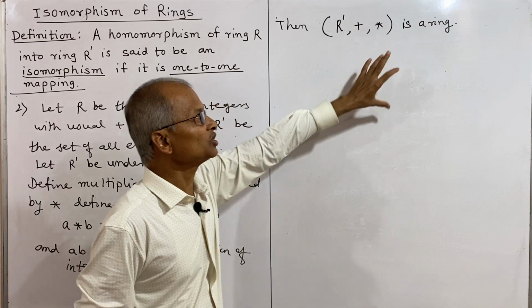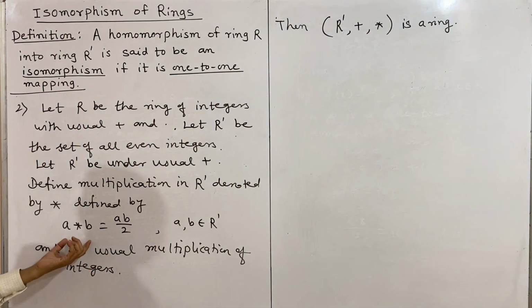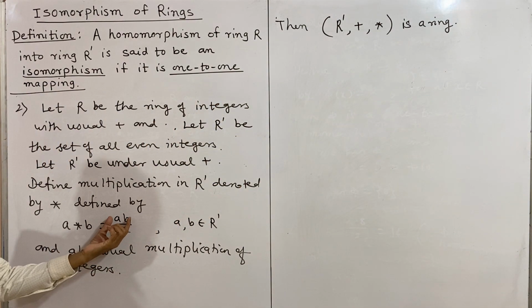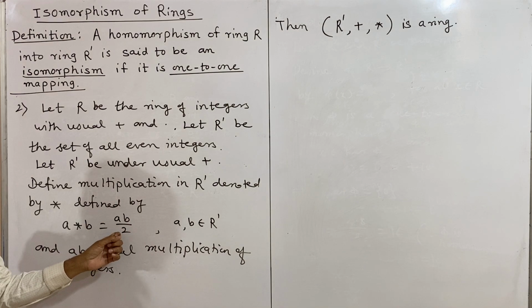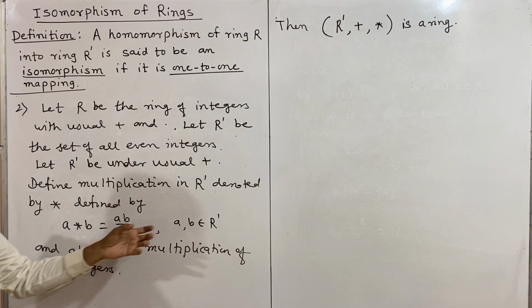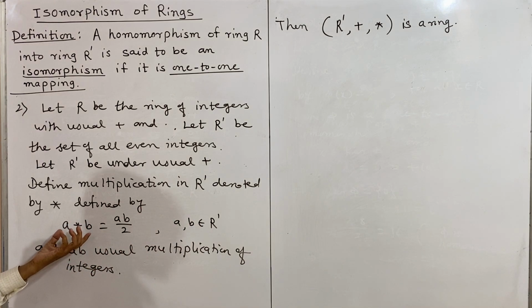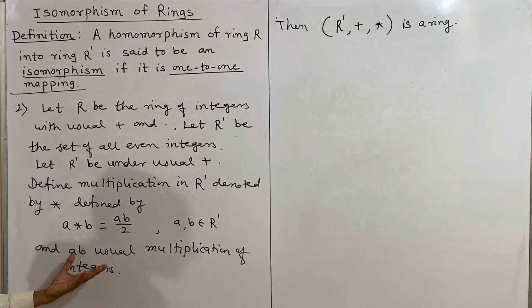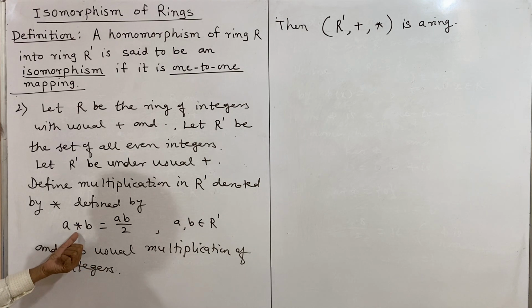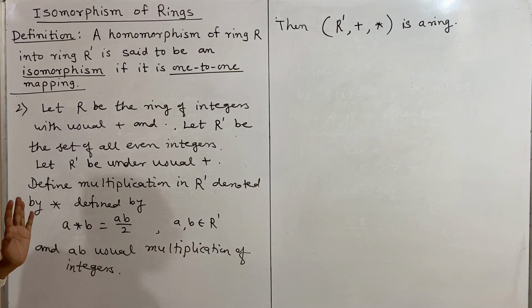This multiplication is closed because A and B are even integers, and their product divided by 2 is also an even integer, as we have seen, and therefore it is closed. And this multiplication is associative, and this multiplication is distributive over addition. You may check these properties, and this is a ring.